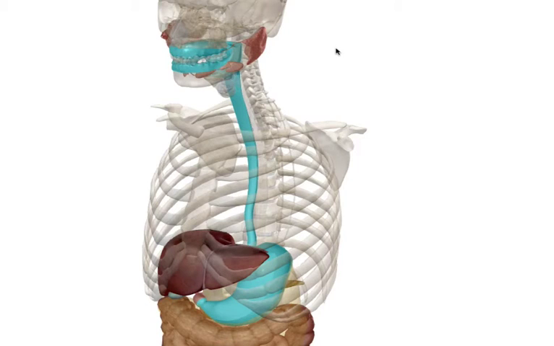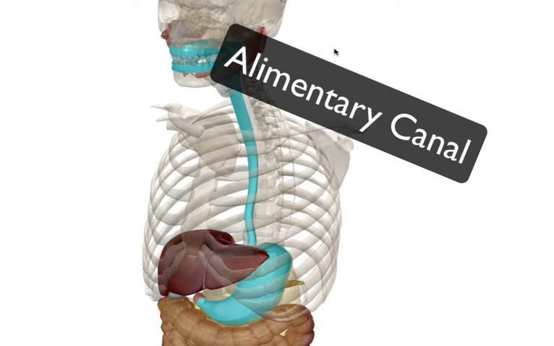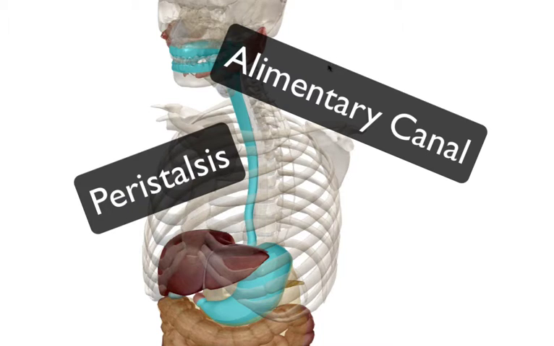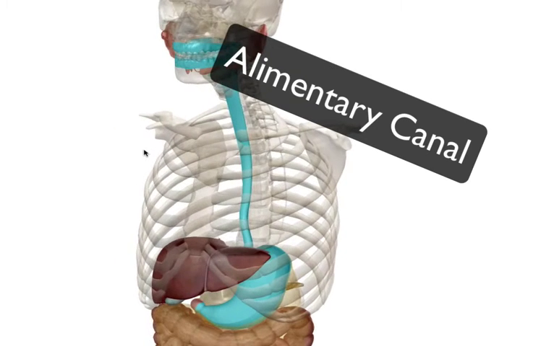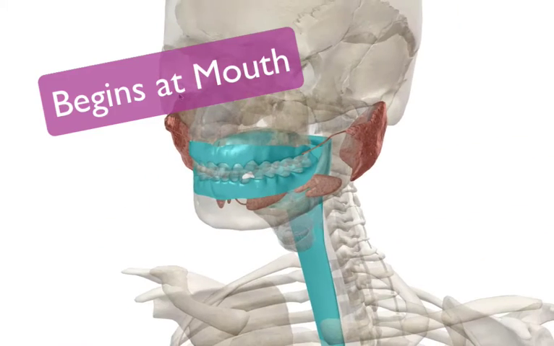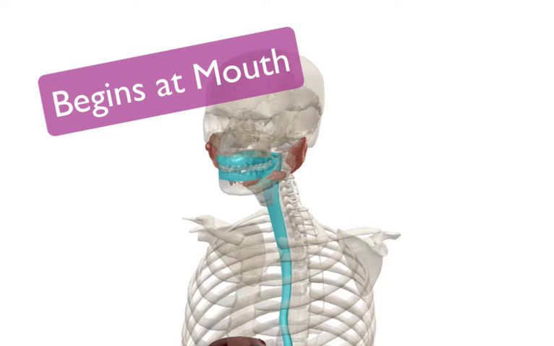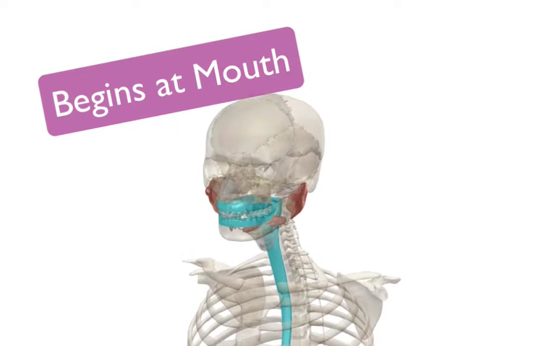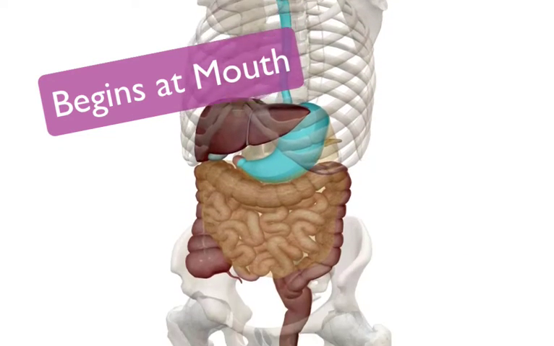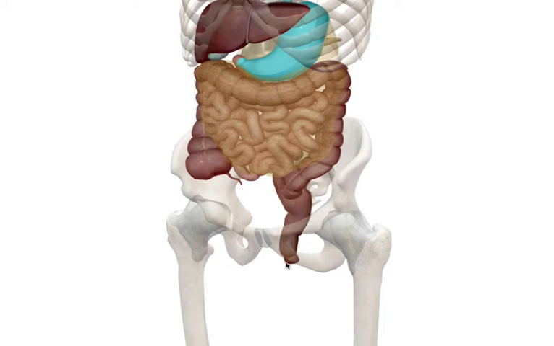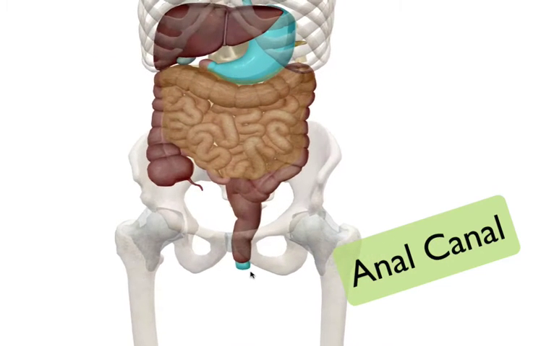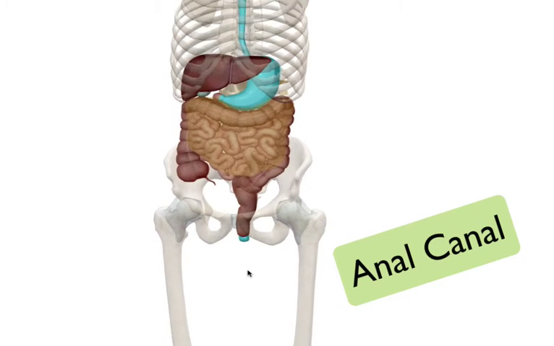Good, so welcome. This is the third video for the digestive system. In this video, we'll discuss two topics. Number one, we're going to discuss the alimentary canal and peristalsis. Your alimentary canal is basically one long continuous canal that starts at the mouth and ends at your anal canal. So it's just one long continuous tube.